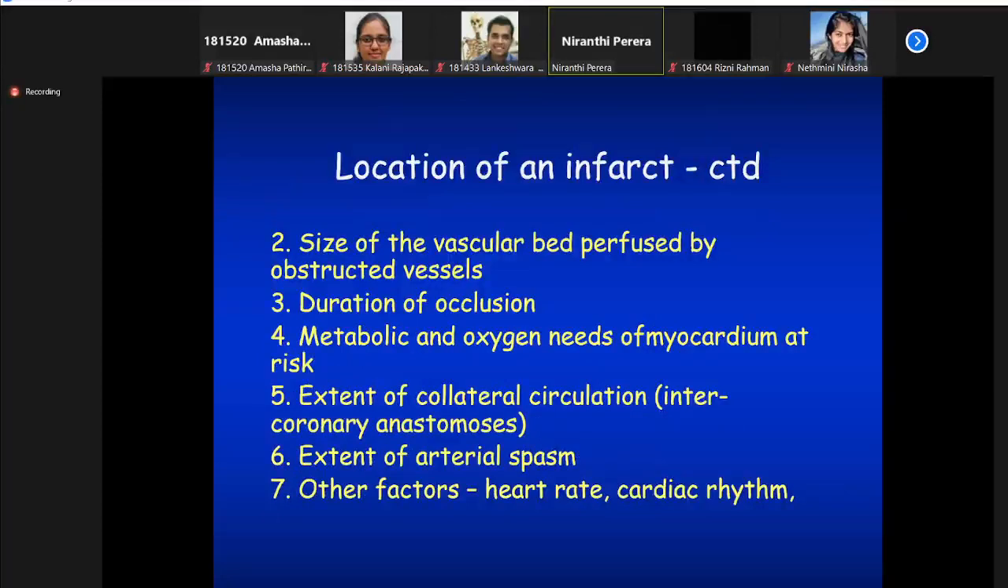Then the location will also depend on the duration, metabolic oxygen needs, and, like I mentioned, whether the collateral circulation is well developed or not. If you have a very well developed collateral circulation, then you will have intercoronary anastomosis. So even if one coronary branch is blocked, you might have perfusion of that same area of myocardium by an anastomosis, and therefore the effects of the blockage will not be noted, right? Then how extensive the arterial spasm is, and then of course heart rate, cardiac rhythm, and whatever other diseases the patients have.